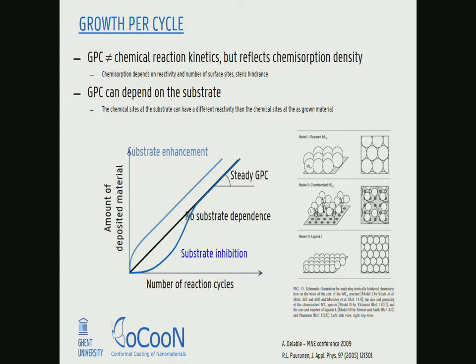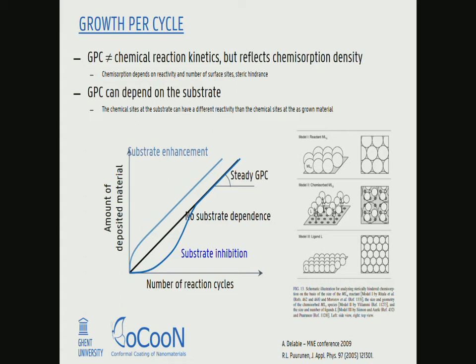It's easy to understand that this chemistry can be very different from this chemistry. And the packing density of atoms or molecules that you can make here can be very different from the packing density that you have here. So in that sense, it should be linear, but initially you can have changes depending on the initial substrate conditions.